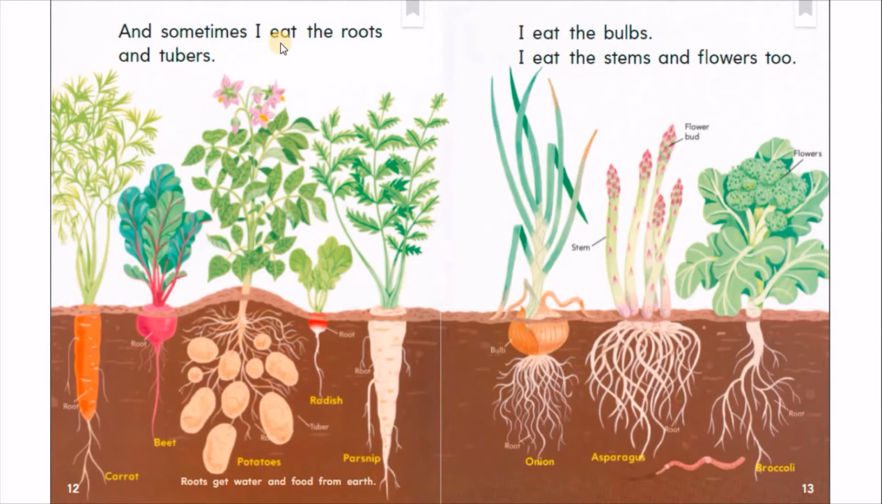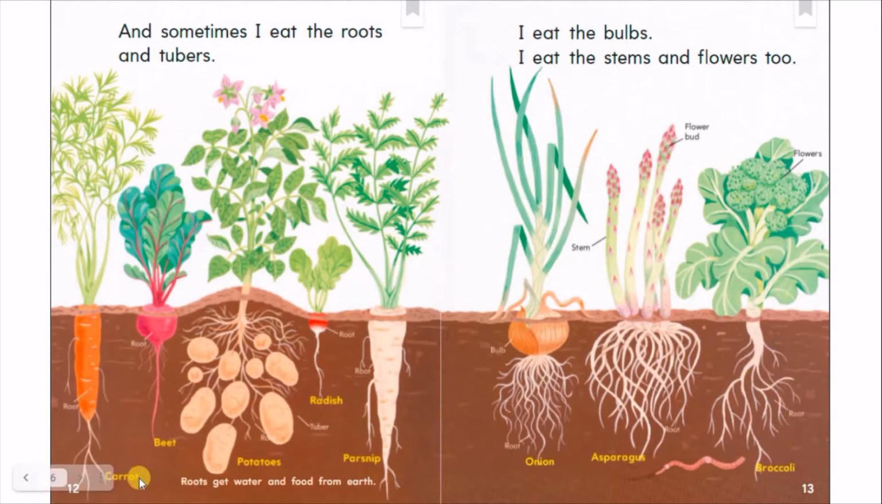And sometimes I eat the roots and tubers. I eat the bulbs. I eat the stems and flowers too. Now, I'm pretty familiar with roots and flowers, but I'm not so sure what tubers, bulbs, and stems look like. So here is a drawing and it has a bunch of labels. So this is a diagram. Let's see what labels are on this diagram.